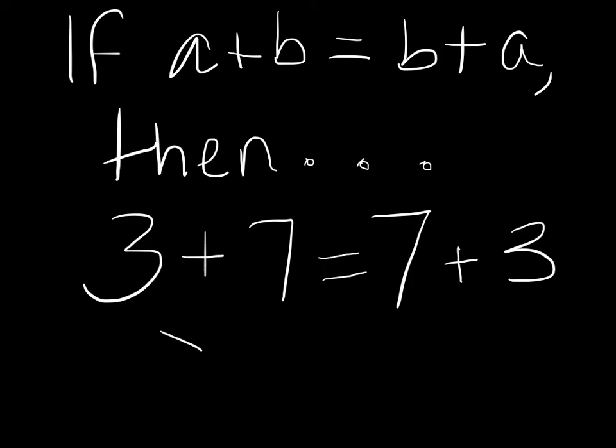Now, to check this, we can solve both sides of our equation. 3 plus 7 is 10. Yep. 7 plus 3 is 10. We got it. This shows that the commutative property does work.